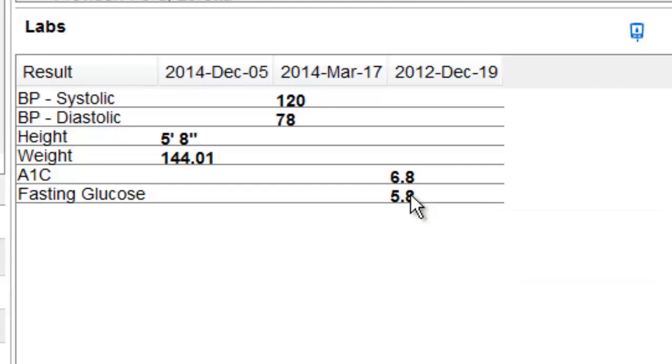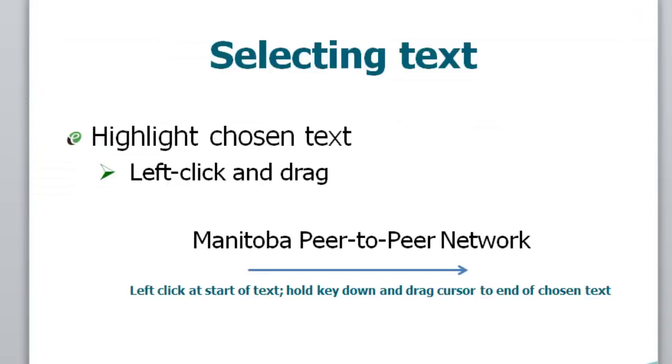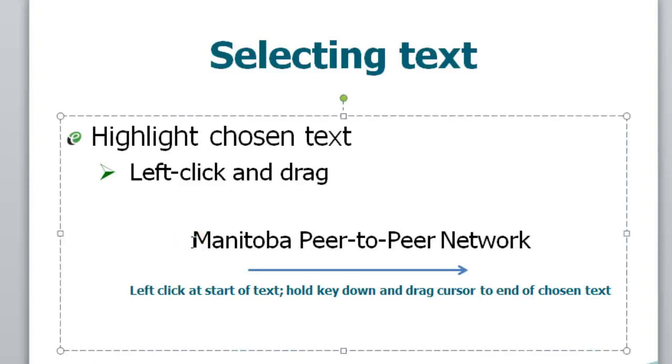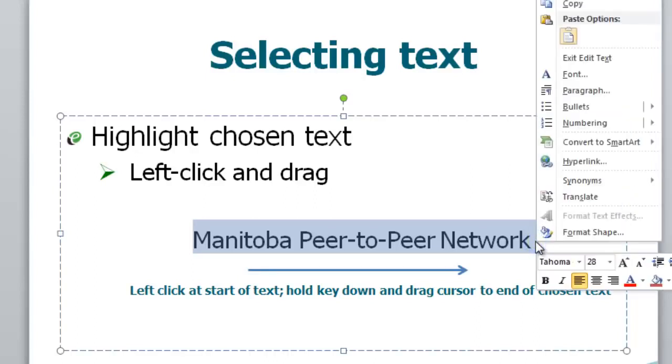Now let's talk about using your mouse to navigate through text or highlight areas of text you may wish to edit or relocate. To highlight pieces of text, depress the left mouse button, but this time hold the key down as you drag your mouse across the chosen text. When you get to the end of the area you wish to highlight, simply release the left mouse button. This is known as click and drag. The text you've chosen should be highlighted.